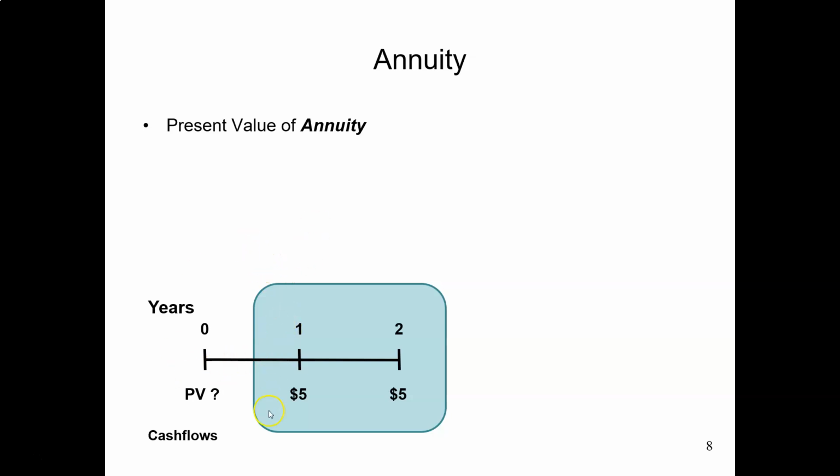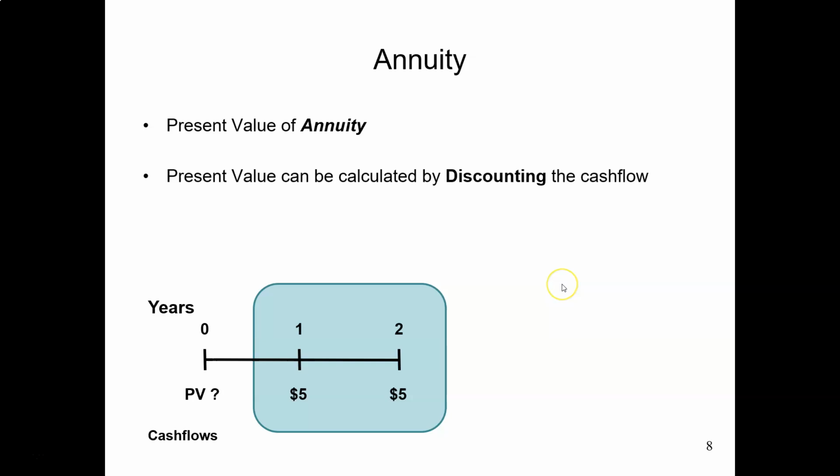We have two cash flows in this annuity. The first cash flow will be $5 1 year after. The second cash flow will be $5 2 years after. We can calculate the present value of these two cash flows and then combine them together. In this way, we can calculate the present value of this two-period annuity.